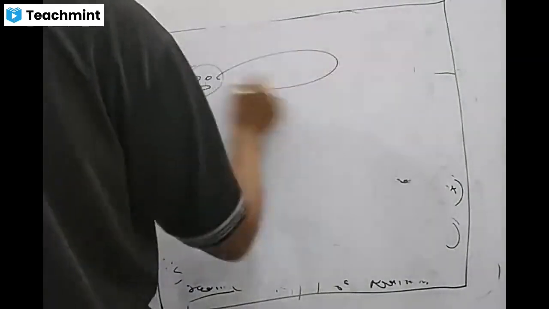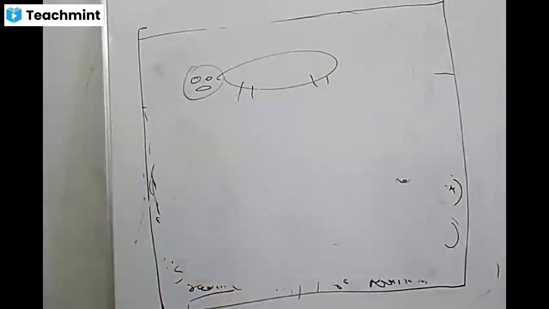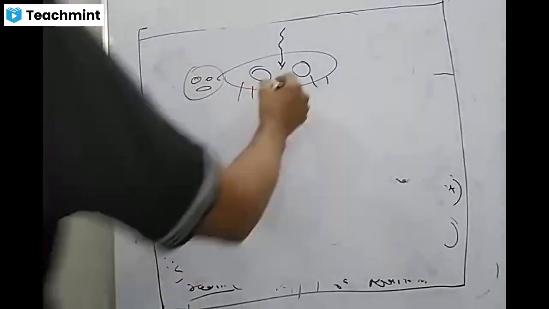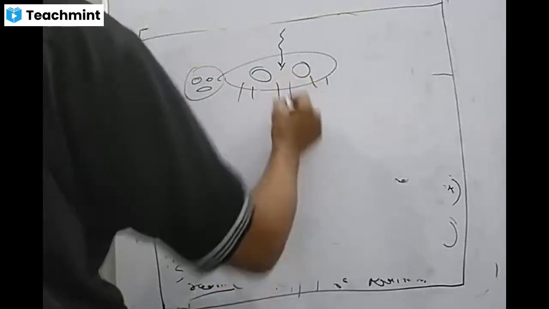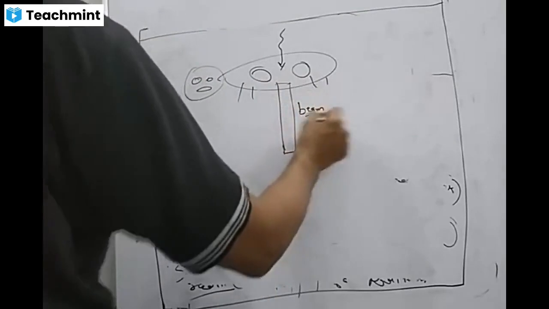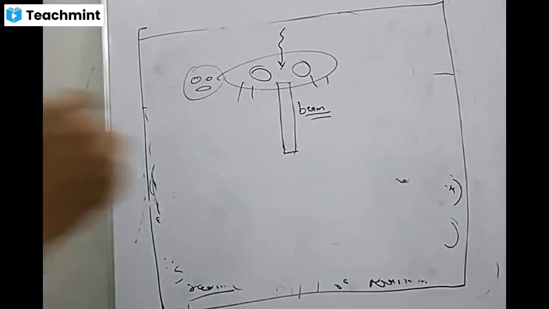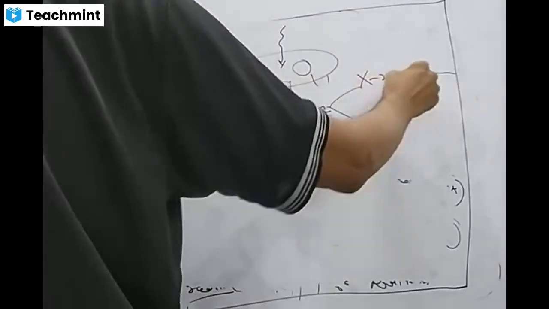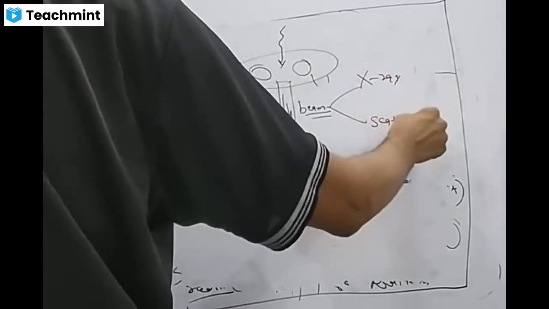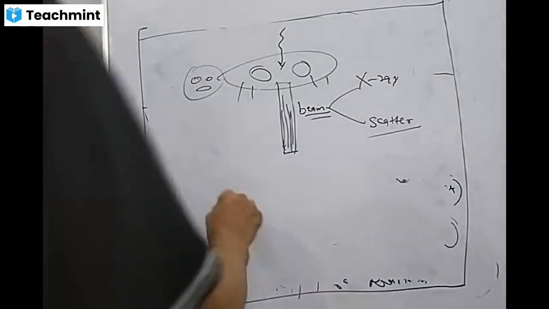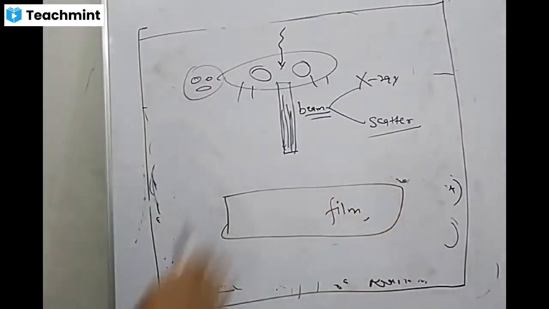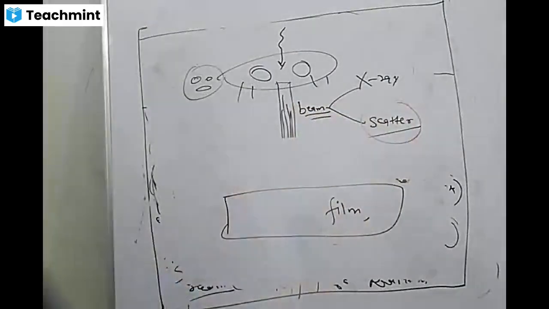So this was our animal. The X-ray beam was interacted. Then again what comes out? Again a beam comes out. And in this beam we are having two things: one is X-ray and one is scatter. And this is the film. So these scatter are of no use, so we want to remove these.